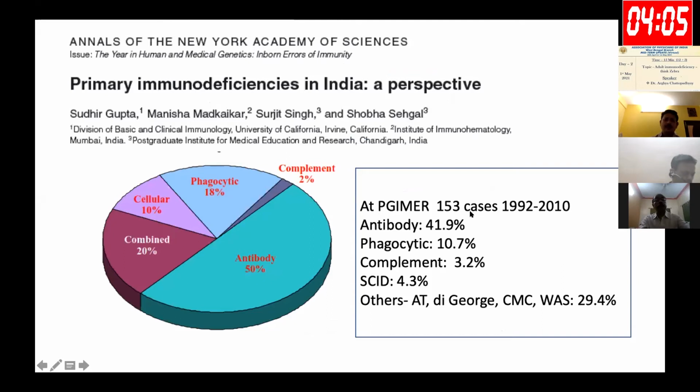This is Indian data published from PGIMER Chandigarh, my previous institute. If you look at the distribution of the different kinds of primary immune deficiency, of 153 cases, the majority are antibody deficiency cases. And as I described earlier, most antibody deficiency cases have a propensity to develop at a later age, like 20, 30, 40 years, and they will primarily present to adult physicians.